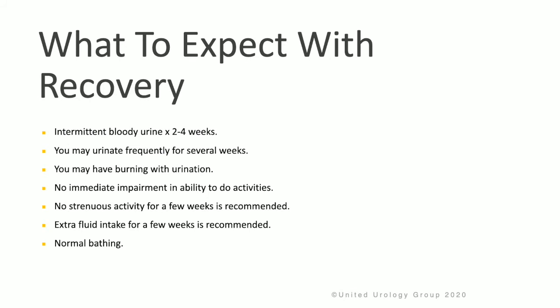It's important to know that post-TURBT you can expect to have intermittent bloody urine for up to 4 weeks. You may urinate more frequently for several weeks, and you may have burning with urination. There's no immediate impairment in the ability to do activity, but you don't want to do strenuous activity for a few weeks because of risk of bleeding. It's important to increase your fluid intake for a few weeks after the procedure, and you can resume normal showering and bathing.